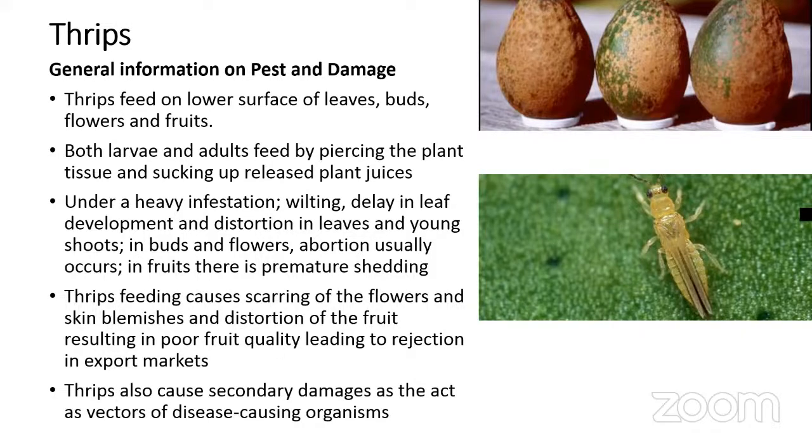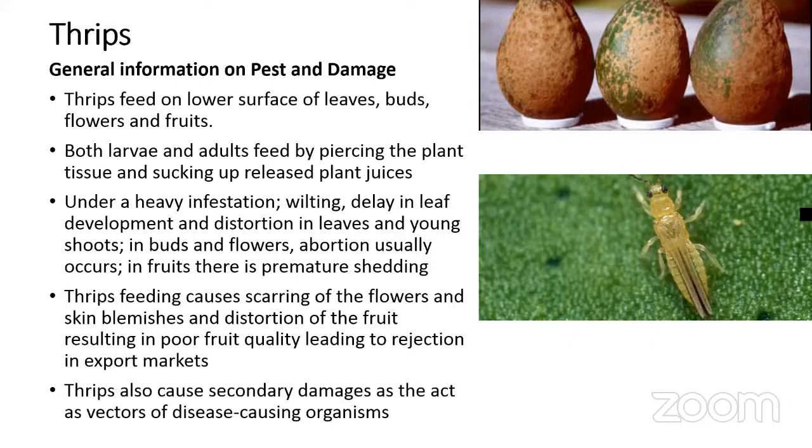Then in buds and flowers, you experience the abortions of flowers. And when this occurs, it already entails that you have already started incurring loss. In fruits, there is premature shedding because they are taking out the sap. The fruits will start dropping prematurely.